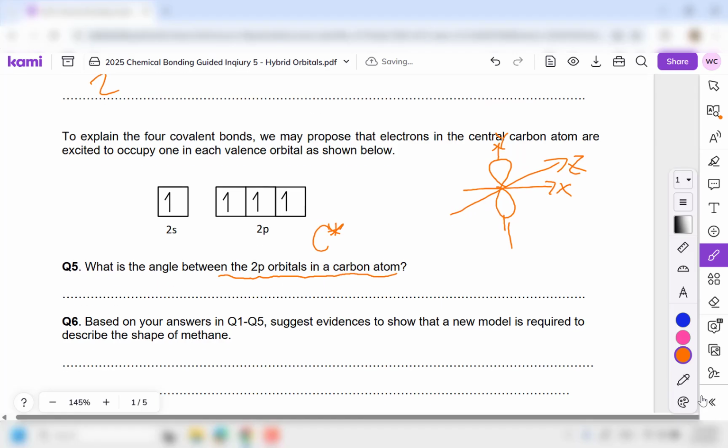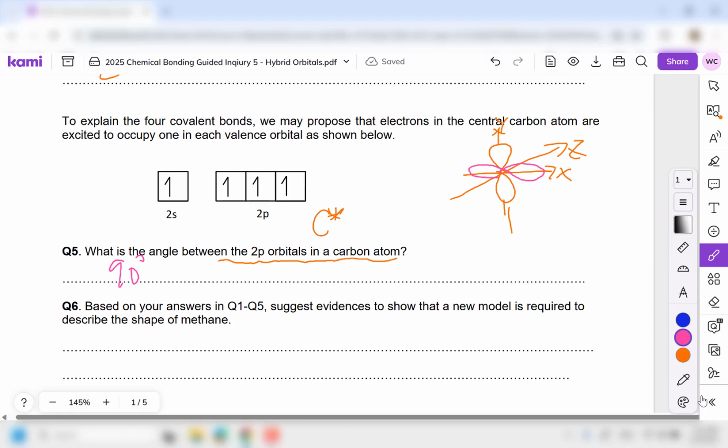Right, so the angle, okay, so if I'm going to draw px in, it will look like this. So the angle is actually 90 degrees. Okay, so this should be clear cut.